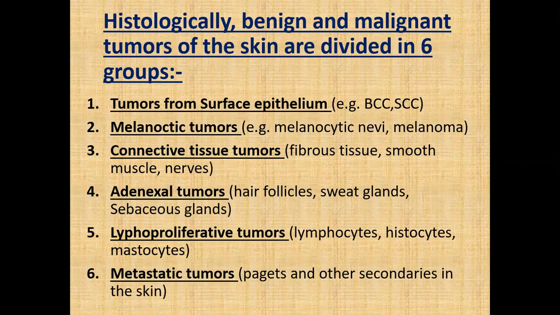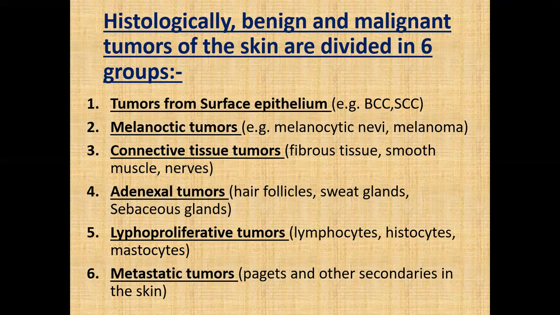First of all, let's grasp what are the different histological types of benign and malignant tumors of the skin. And these skin tumors are usually divided into 6 groups. The tumors that arise from surface epithelium. There is a large number of lesions, both benign and malignant, that originate from surface epithelium. Among the benign lesions, most common are actinic keratosis and seborrheic keratosis. And among the malignant conditions, most common are basal cell carcinoma and squamous cell carcinoma.